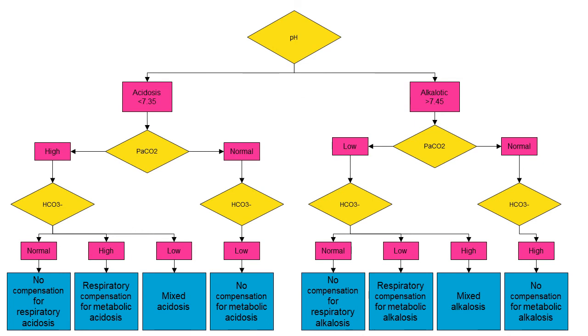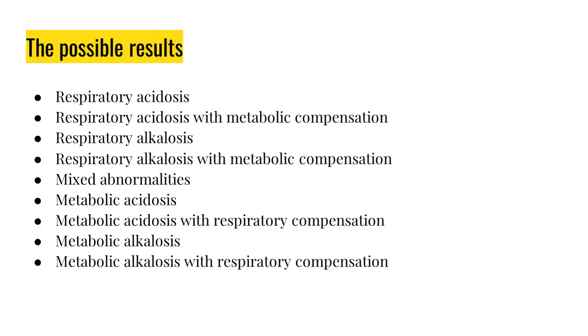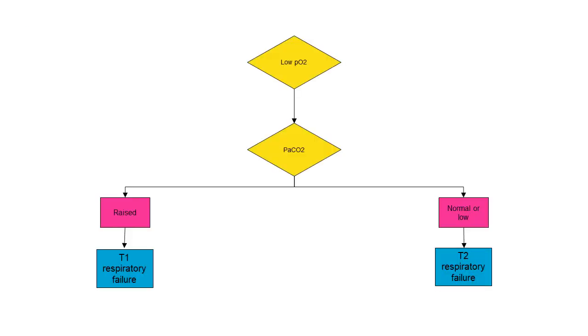This slide gives an overview of all that we've discussed thus far. Again, this is another summary slide listing all the possible results. This slide looks at type 1 and type 2 respiratory failure. Type 1 is usually ventilation perfusion mismatch, so pneumonia or lung edema. Type 2 is maybe an asthma or an increase in area of the lung not available for gas exchange, so COPD, emphysema.